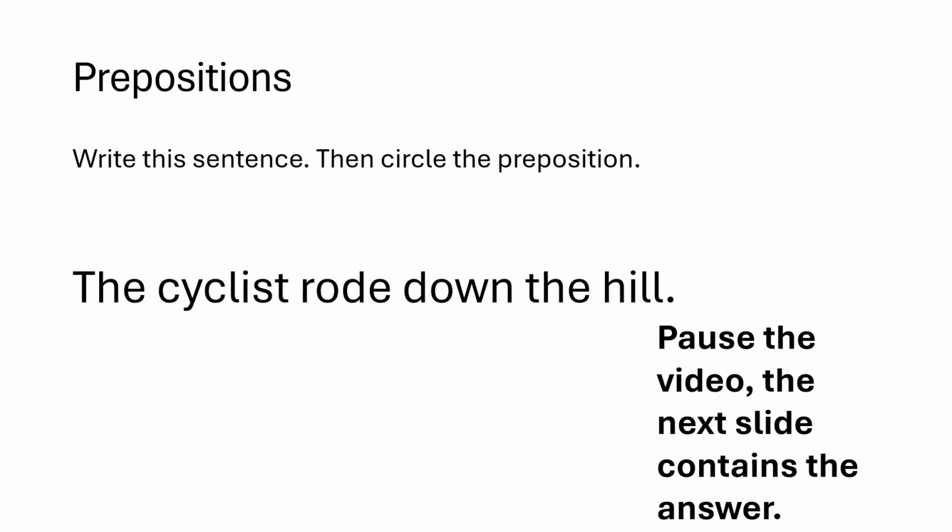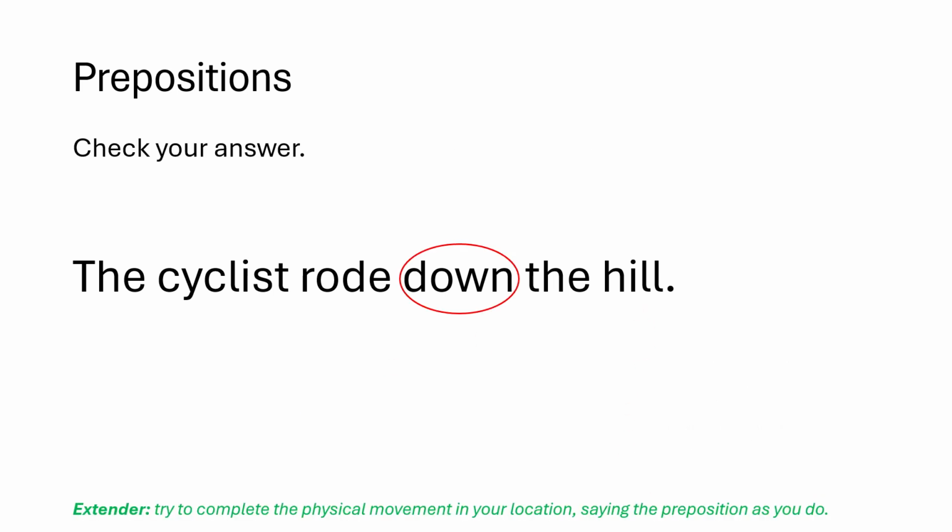Write this sentence, then circle the preposition. The cyclist rode down the hill. Pause the video. The next slide contains the answer. Check your answer. The cyclist rode down the hill. The preposition is down.